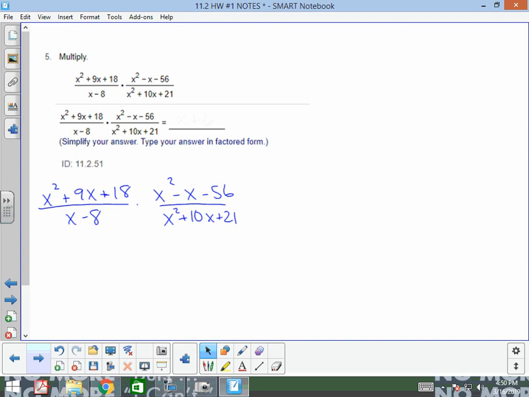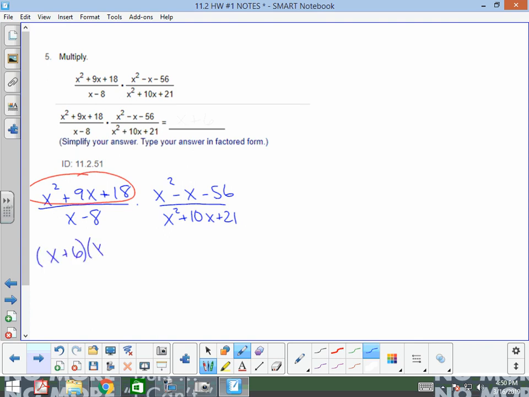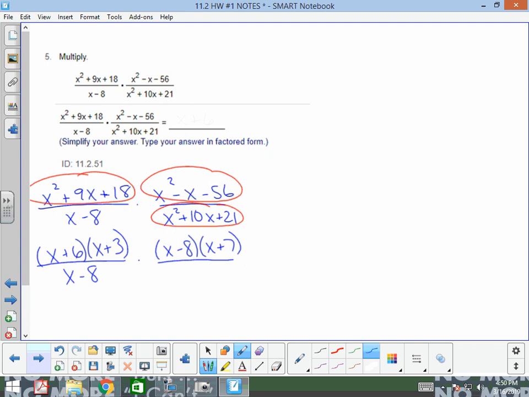Number 5. All right, let's look at this. We've got a bunch of factoring here. We're going to start with factoring this numerator, and that will be x plus 6, x plus 3. And the denominator of that first fraction doesn't factor anymore. The numerator of the second fraction factors to x minus 8, x plus 7, and the denominator of the second fraction factors to x plus 7, x plus 3.